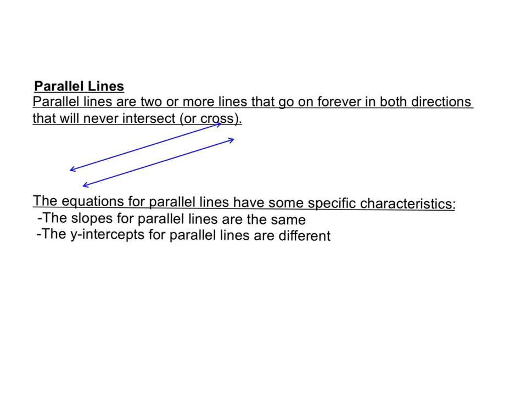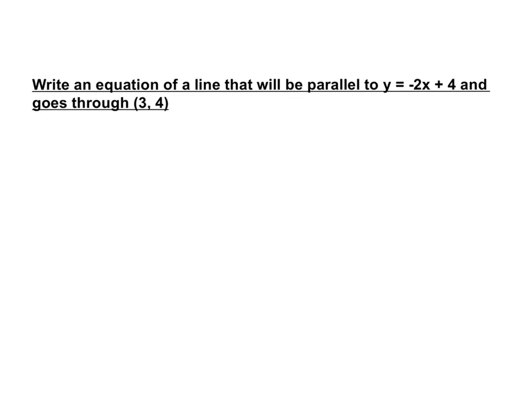Let's do an example. Here's the type of problem that you're going to see. Write an equation of a line that will be parallel to y equals negative 2x plus 4 and goes through (3, 4). Write that down, and then we'll walk through how to do this problem. Every time I write a linear equation, what are the 2 things that I need? Slope and y-intercept.